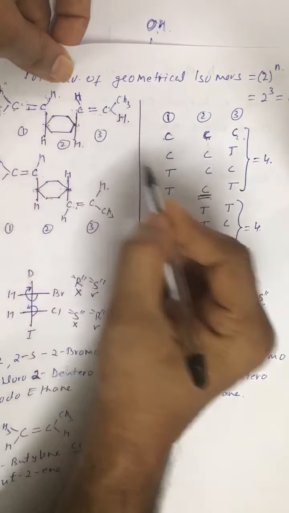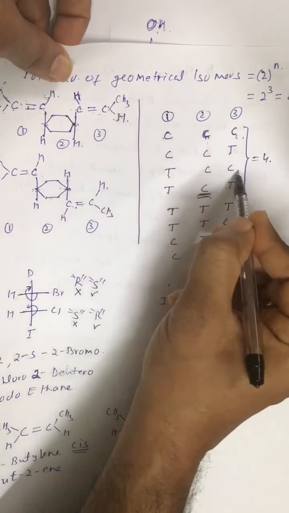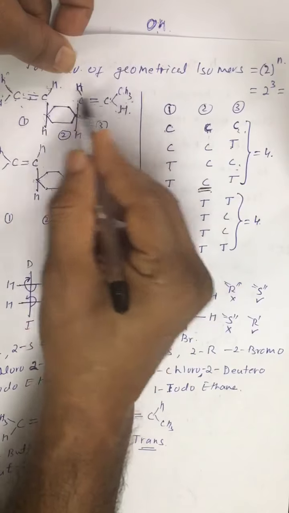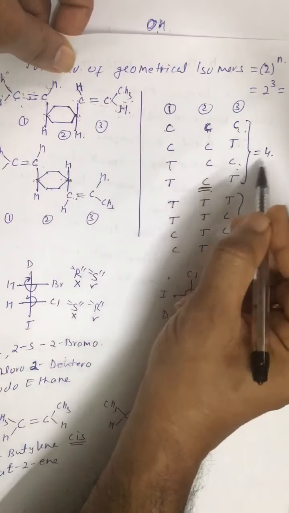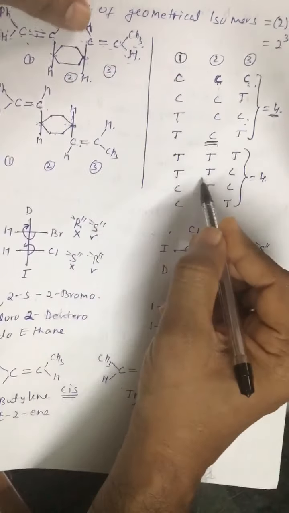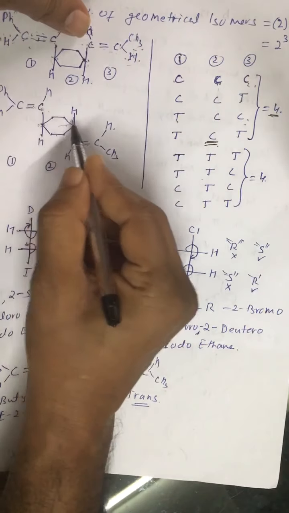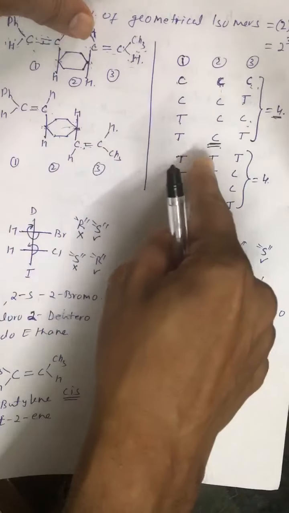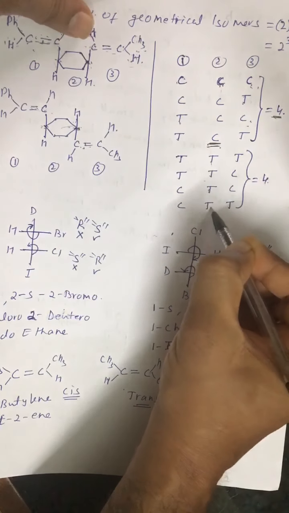Then this one is trans and this one is cis, and the fourth possibility is both are trans. All right, these two are trans. So these are the four possible structures. Again, if you put these groups at the opposite end, they become trans. So these are trans now.